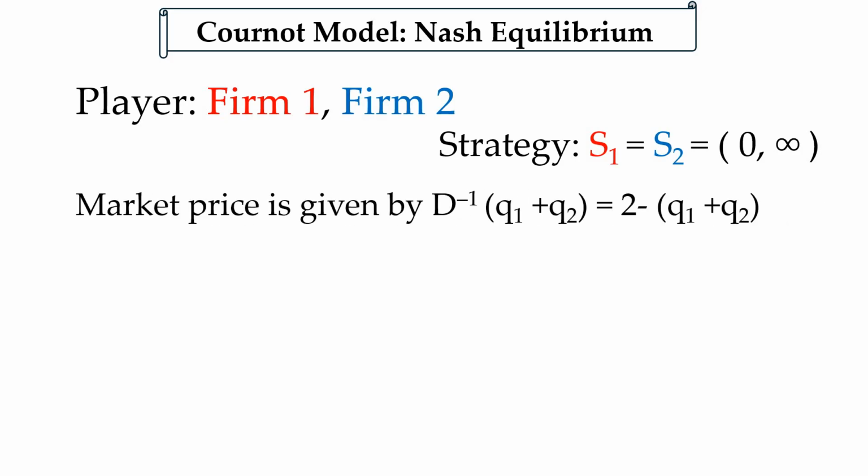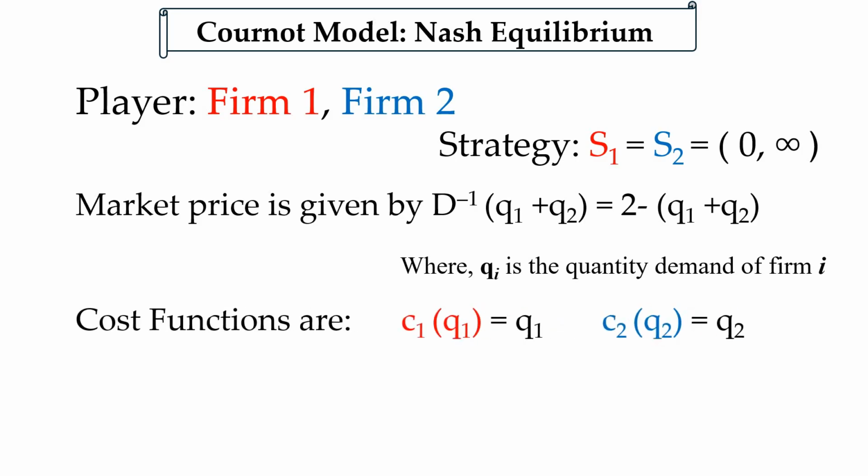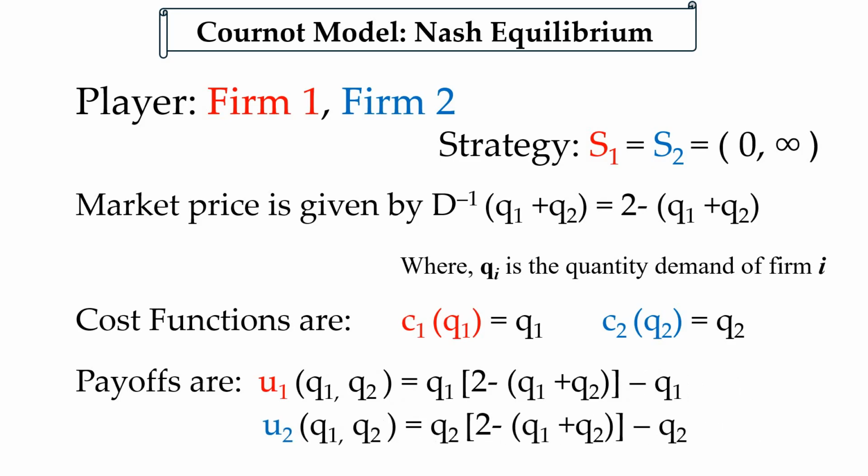The market price is given by the inverse demand function P = 2 - (Q1 + Q2), where Qi is the quantity produced by firm i. Cost functions are given as C1 = Q1 and C2 = Q2. Payoffs are simply the profit functions of firm 1 and firm 2.